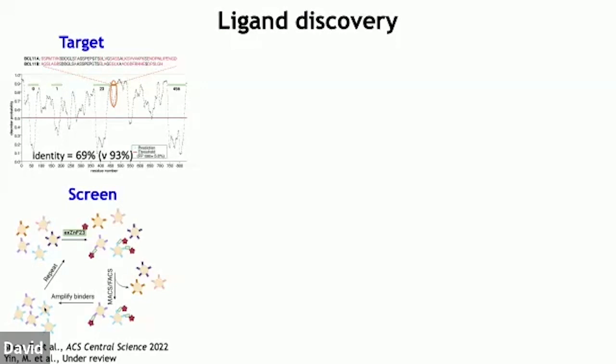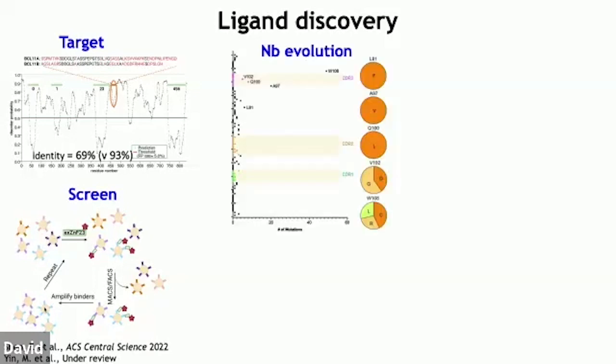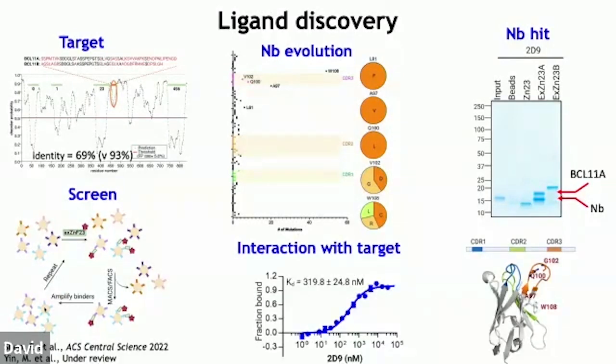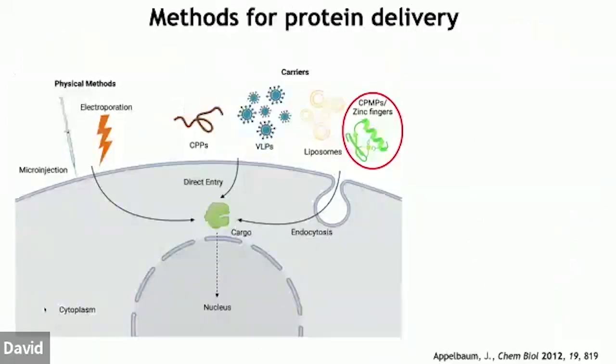We entered it into a screen, so we do screening using either phage display or yeast surface display to identify nanobodies that are selected for BCL11A. Hits are then evolved into better binders. We then validate those hits using in vitro methods, showing again the specificity of BCL11A over its paralog. We then use quantitative biophysical measurements to determine the strength of the interaction between those ligands and BCL11A, and structural approaches to eventually optimize the design of our nanobodies.